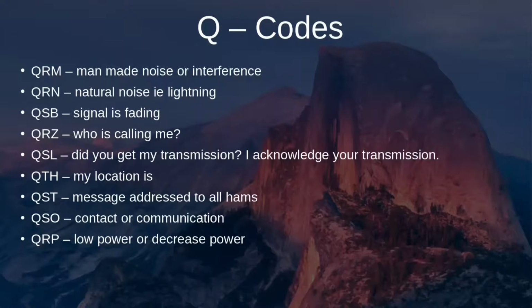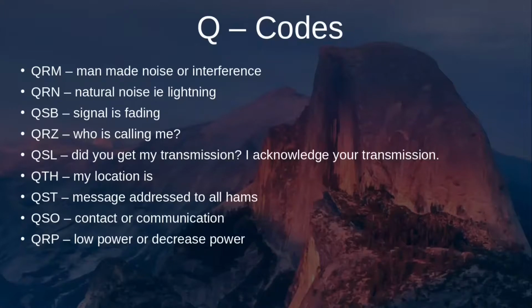QSL is another common code, and that has kind of two meanings. So QSL means, did you get my transmission? So the other station, QSL, so you leave it open as a question. So did you get my transmission? And then the other station may come back and say, yes, QSL, I got your transmission, meaning, yes, I acknowledge your transmission. So it can be used as a question and also a statement. So did you get my transmission, QSL? And yes, QSL, I did get your transmission.